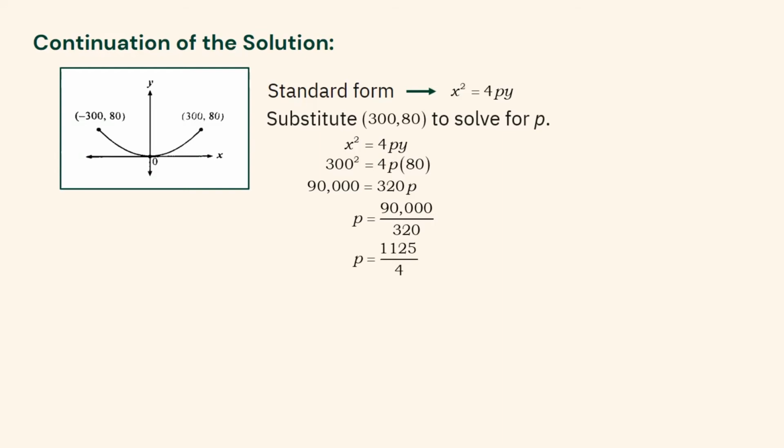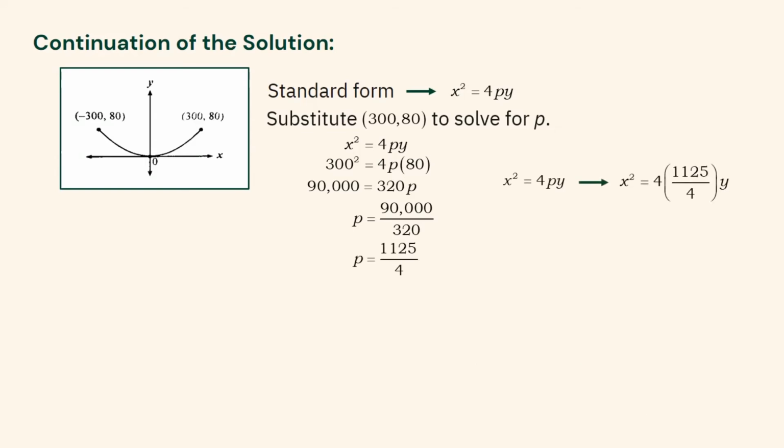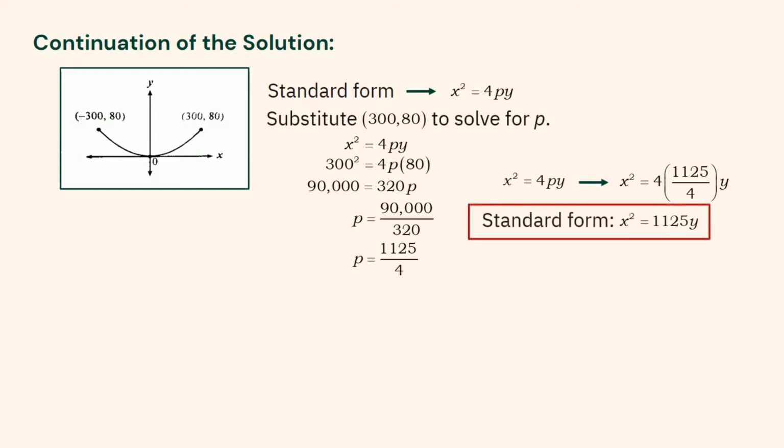Since we have the value of p, we can substitute its value to the standard form of the equation. Therefore, we will have x squared equals 4 times the quantity 1,125 over 4 times y. Simplifying 4 times 1,125 over 4, the standard form of the equation of the parabola will be x squared equals 1,125y. Going back to the problem, we were asked to find the height of the cable at a point 150 feet from the middle of the bridge.